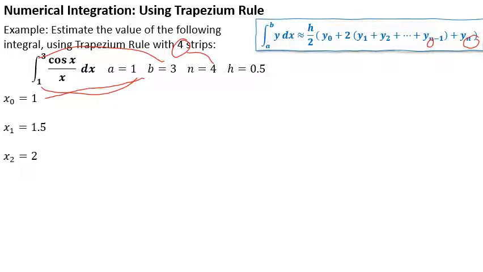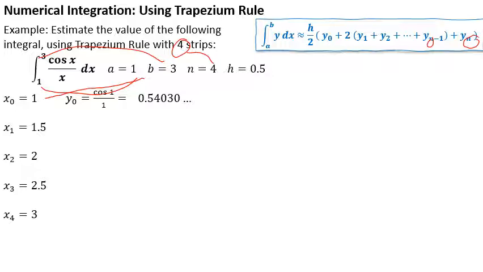1, 1.5, 2, 2.5, 3. And if you get to the end, if you get to 3, and you've got the right number of ordinates, then you've obviously been using the correct value for h. The whole point of h is that it breaks the interval down into the appropriate steps. And it's a good idea to write these carefully and have space next to them because we're going to be calculating the y ordinates based off of these x ordinates.